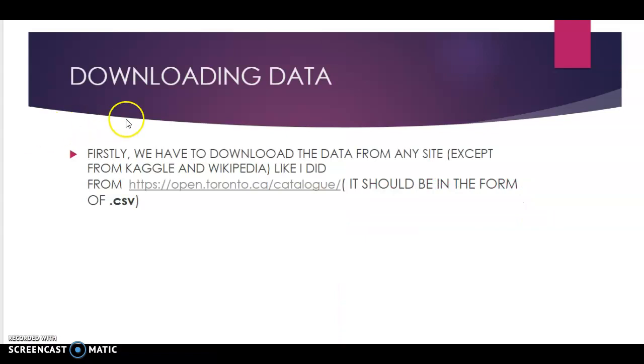Firstly, I'll show how I have downloaded the data. Basically, we can download the data from any site except Kaggle and Wikipedia, because on Kaggle there is already refined data, and on Wikipedia we do not believe much. But I have downloaded the data from https colon slash slash open.toronto.ca slash catalog slash. One thing we have to keep in mind, the data should be in the form of .csv, because we have to open the data in the Excel sheet, so it will be easy.